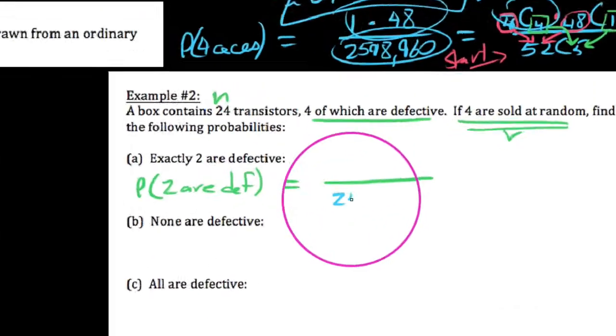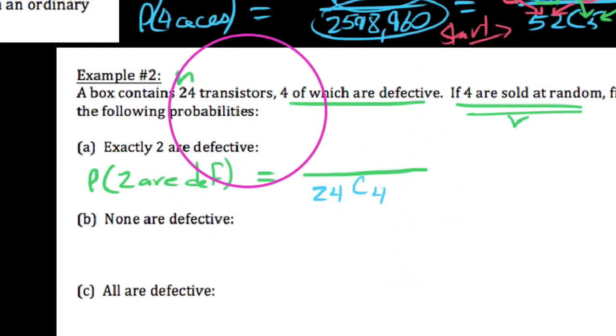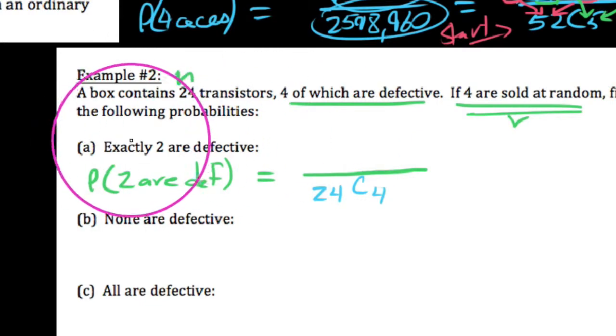So we're going to write this down here. We say 24 choosing 4, and we're using combinations because order doesn't matter. So now here's the deal. What's the event that I get exactly 2 defective?